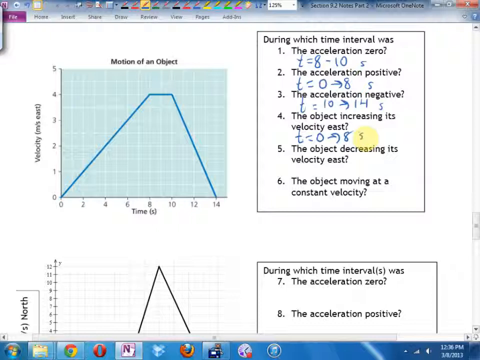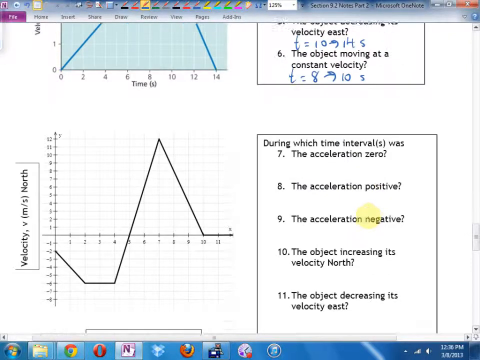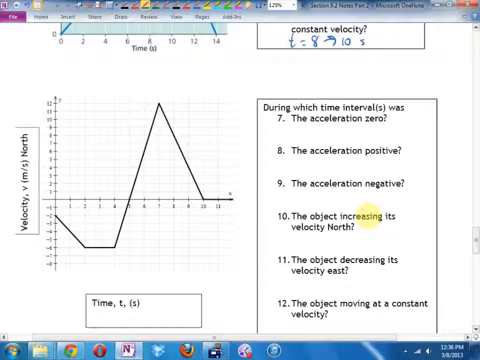When is it decreasing its velocity? From t equals 10 to 14 seconds. When is it moving at a constant velocity? Okay. Ooh, a little tougher one.